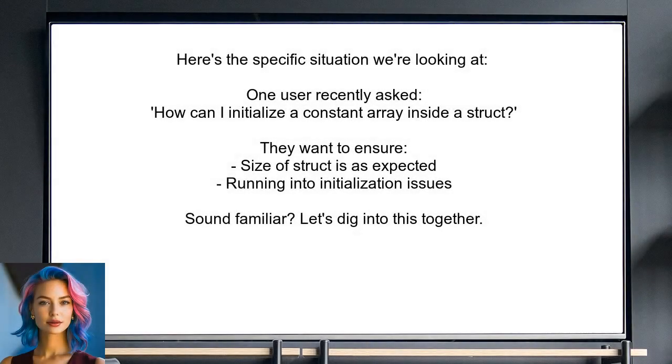Here's the specific situation we're looking at. One user recently asked, how can I initialize a constant array inside a struct? They want to ensure that the size of their struct is exactly what they expect, but they're running into issues with the initialization. Sound familiar? Let's dig into this together.